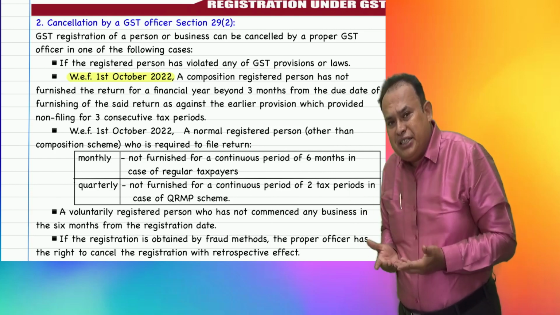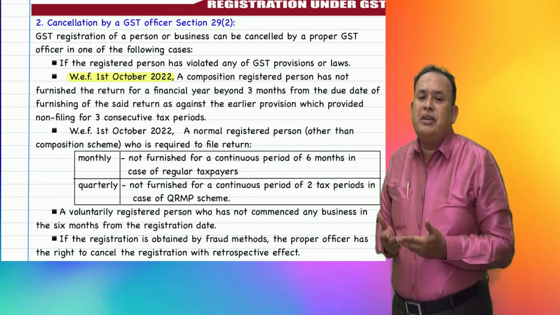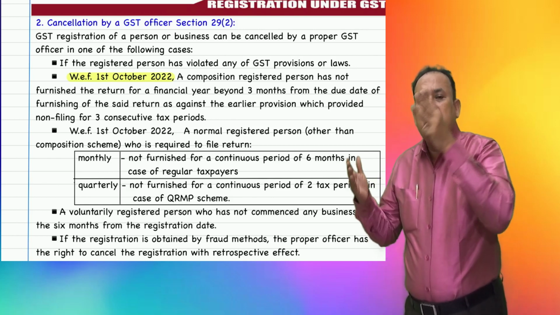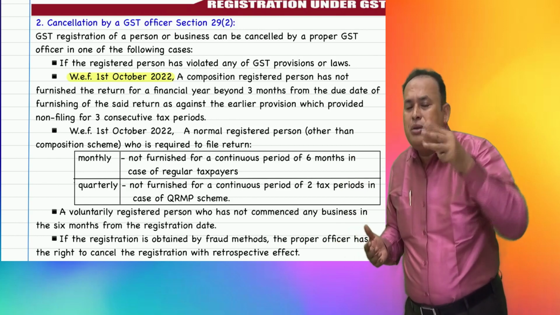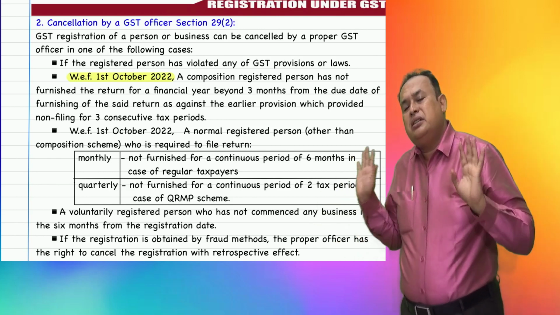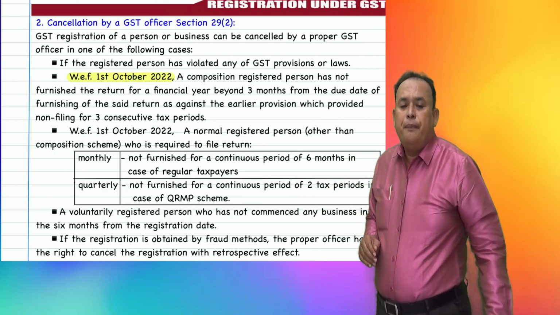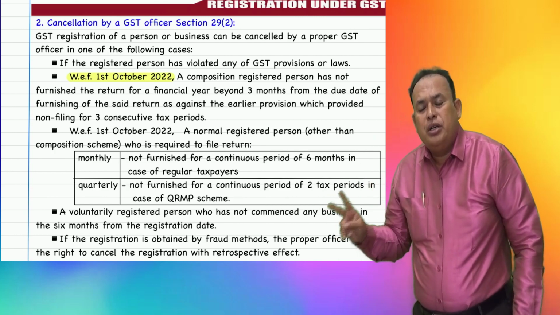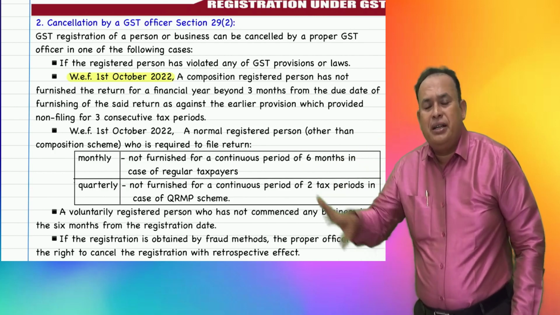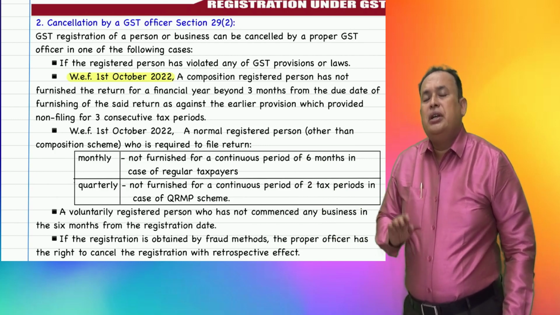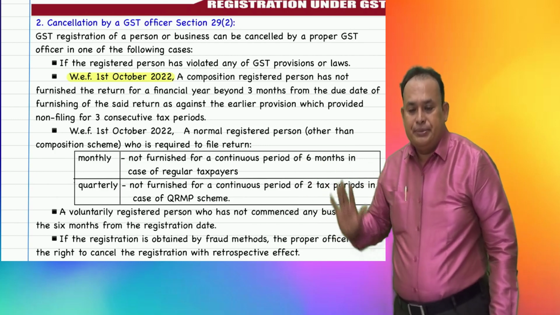Even in a financial year or otherwise, continuously 6 months. That means 3 months 23-24, balance 3 months 24-25, continuously for 6 months, then sufficient. Like that, for a QRMP scheme, if 2 quarters continuously they do not file the return, in that case their registration will get cancelled.